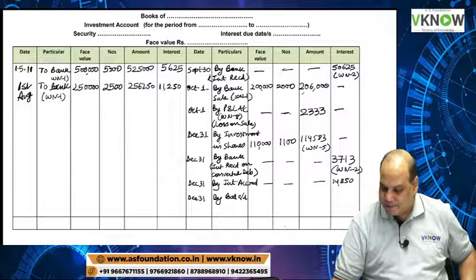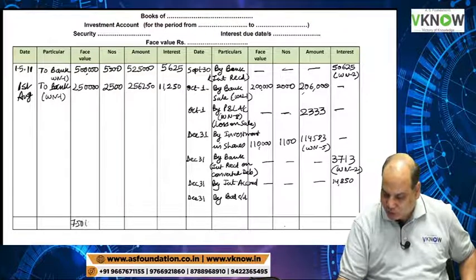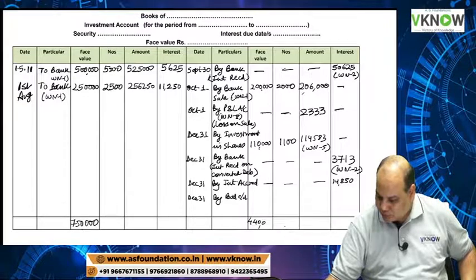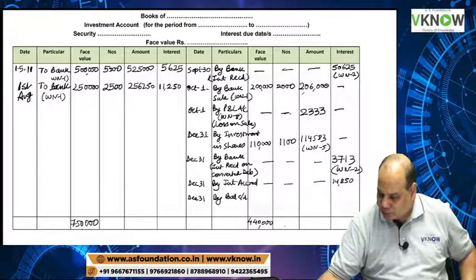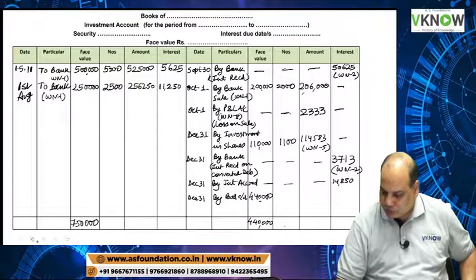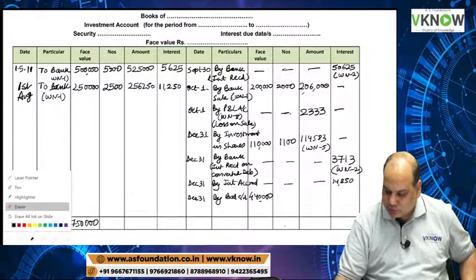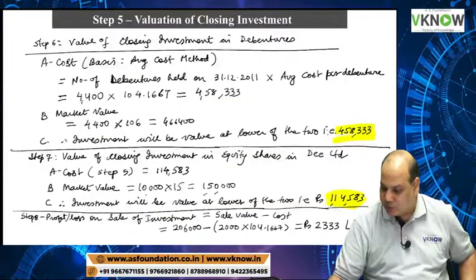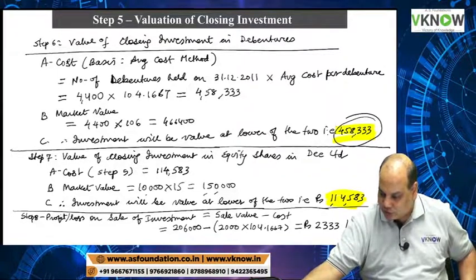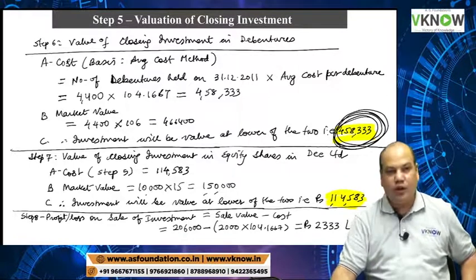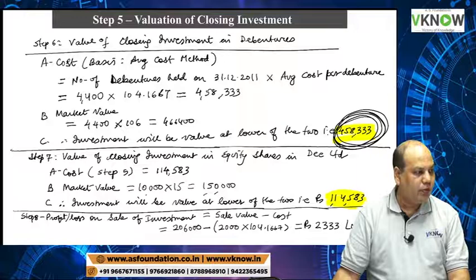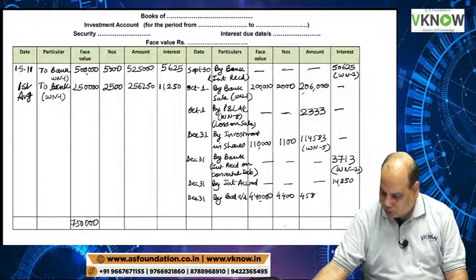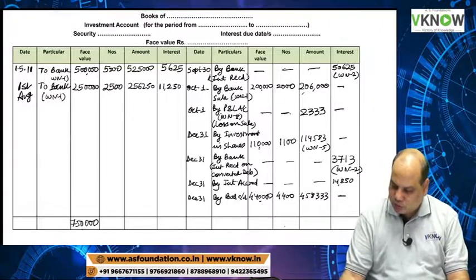By balance carried down, face value total is 7,50,000 here, minus 2 lakh, minus 1 lakh 10,000, 4 lakh 40,000 face value, 4400 quantity. And now what about the closing investment value? On the screen, working note 6, this 458333 is your closing investment value.